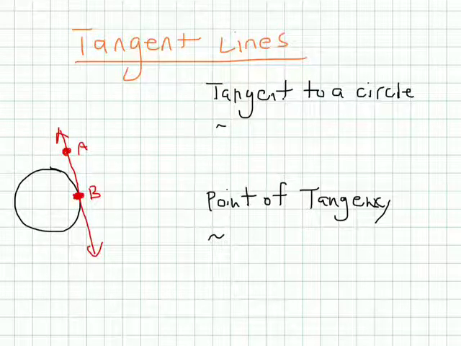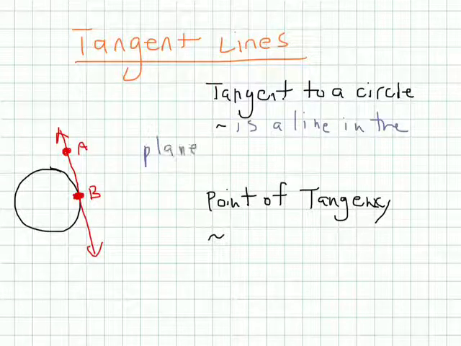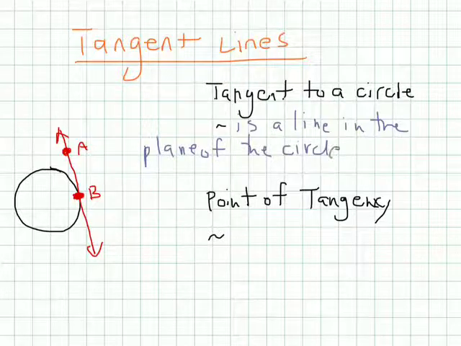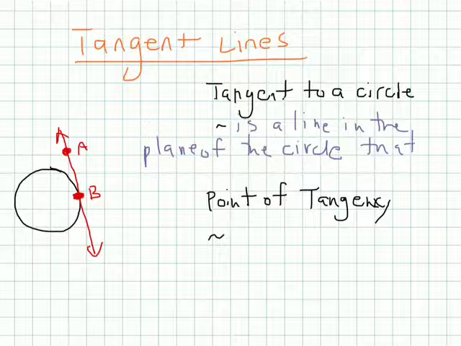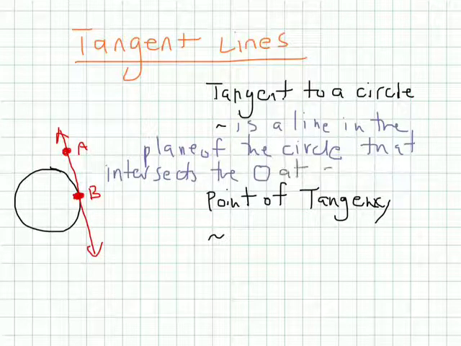I'm going to write this in purple. It is a line in the plane of the circle that intersects the circle at exactly one point. That intersects, hopefully I have enough room here. I'll do this, the circle at one point.